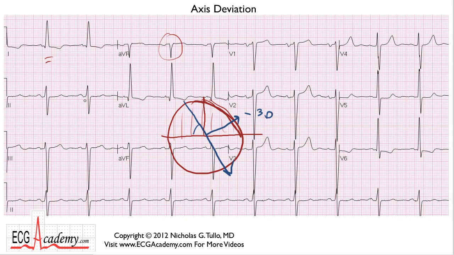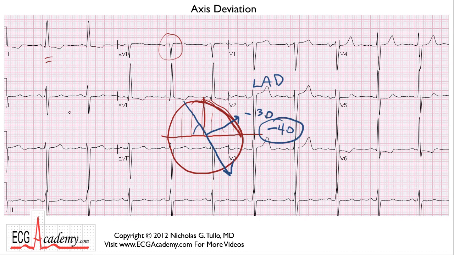And remember, I told you if 2, 3, and AVF are all negative, then you're clearly dealing with a left axis deviation. But AVR is not as isoelectric as lead 2, so it's not as far as minus 45, and I'd call it minus 40, and I think if you read it on the computer printout, that's about what the computer would calculate mathematically.